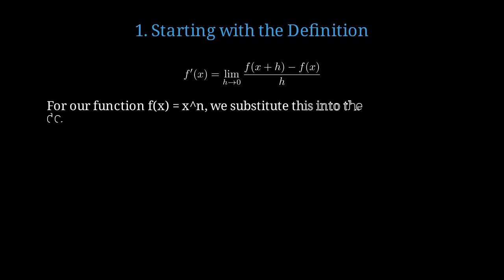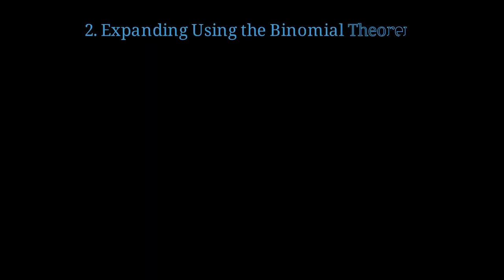For our specific function f(x) = x^n, we substitute this into the derivative definition. This gives us the limit as h approaches 0 of (x+h)^n minus x^n, all over h. Now we need to expand (x+h)^n using the binomial theorem.